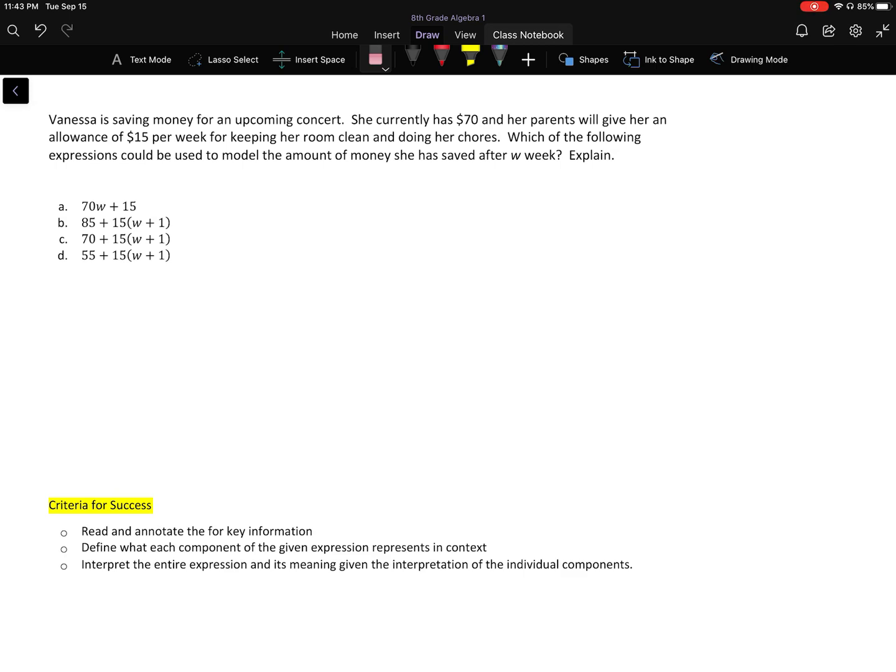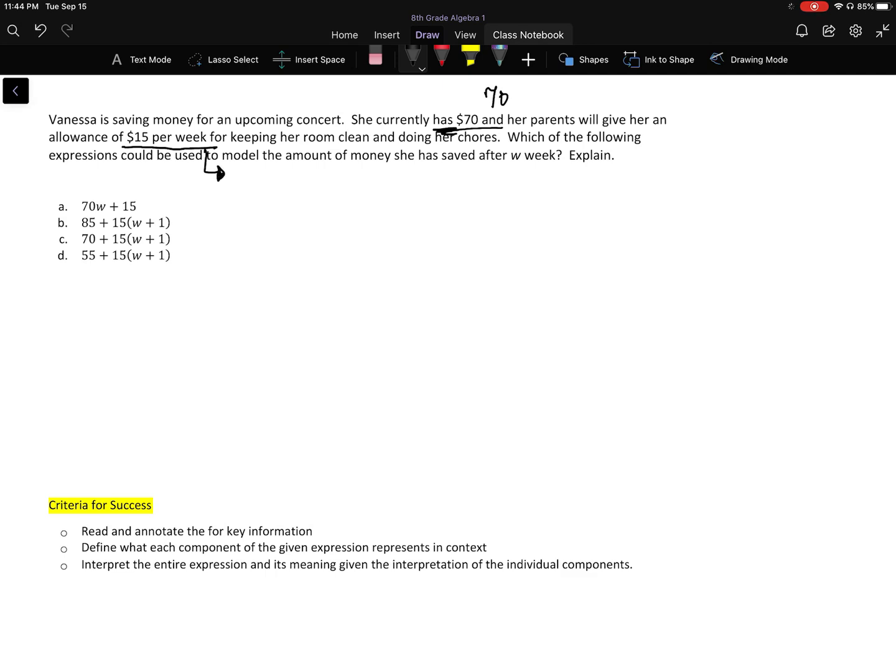We have the criteria for success. It says read and annotate for key information. So I read the problem, and now I'm going to go back and look through the key information that's given. Right here, that $70, I'm going to underline and annotate, putting it above: she has $70 right now. Then it says her parents will give her an allowance of $15 per week, so I'm going to underline that, $15 per week.